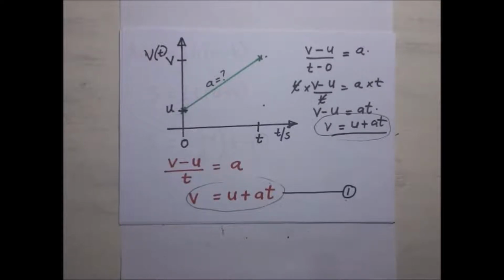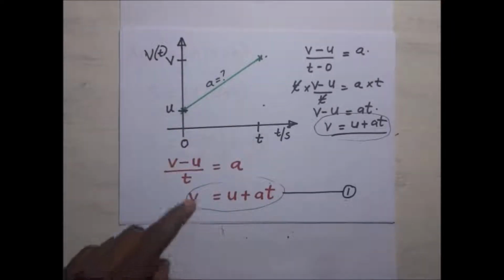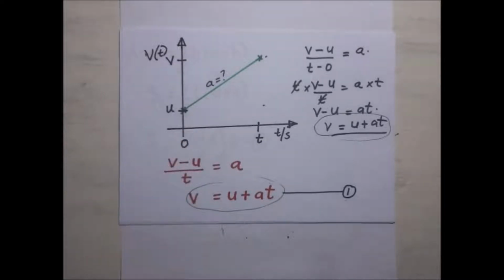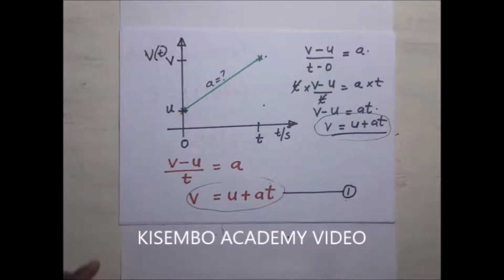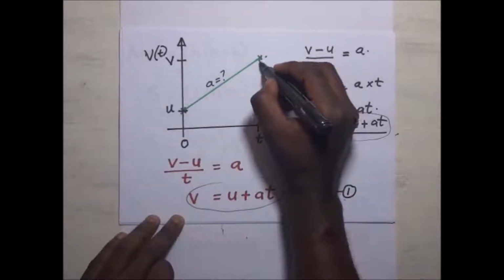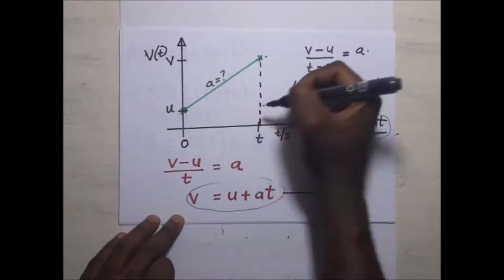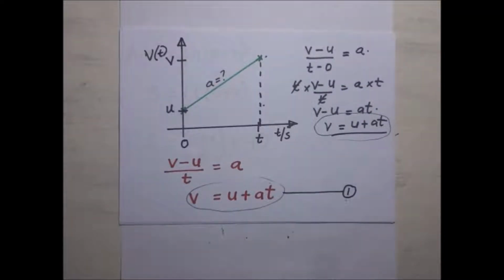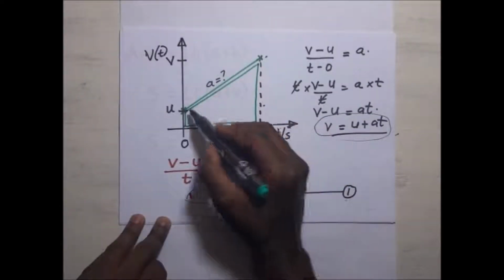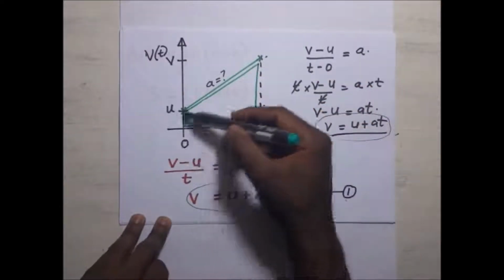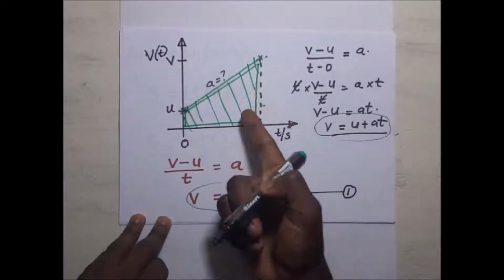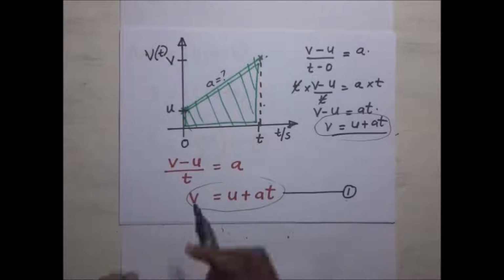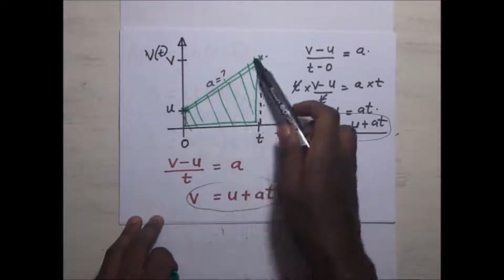Now for the next equation of motion, we are still going to use this very graph. From our theory, we know that the area under a velocity time graph represents the distance traveled by that particular particle. And in this case, if you look at this graph, if I draw that right there, it is going to form what we call a trapezium. So if we find the area of this trapezium, it is going to give us the distance traveled by this particle from initial velocity u to final velocity v.